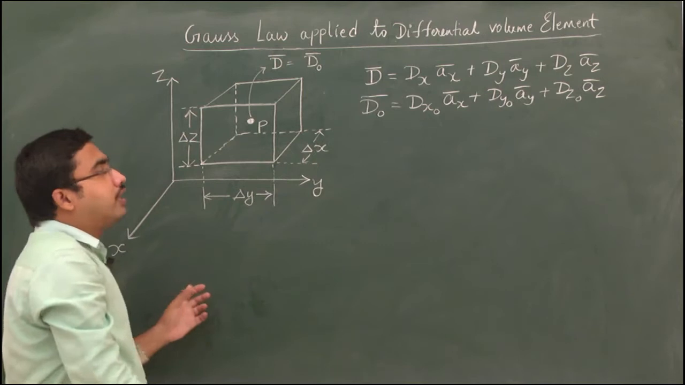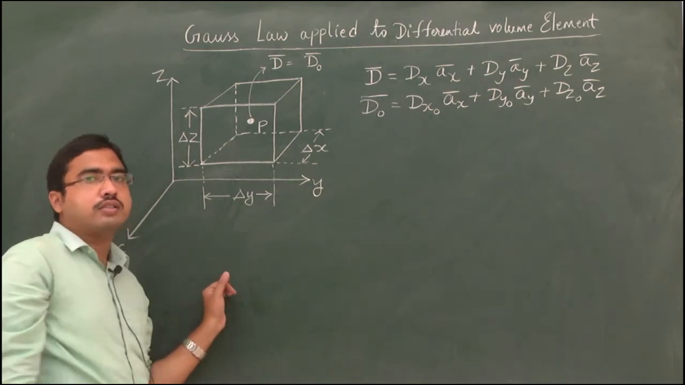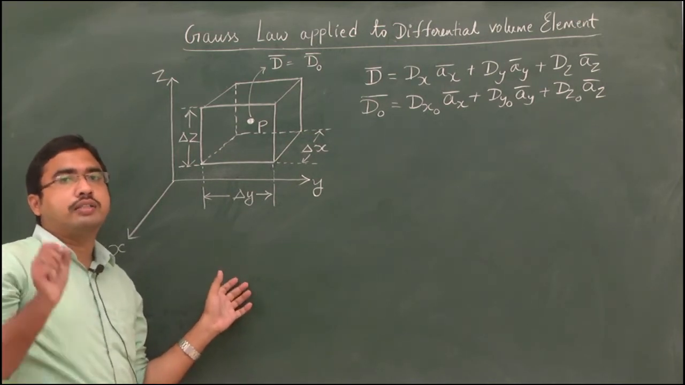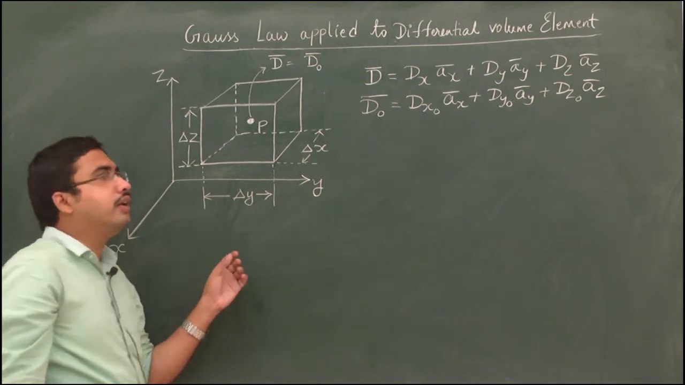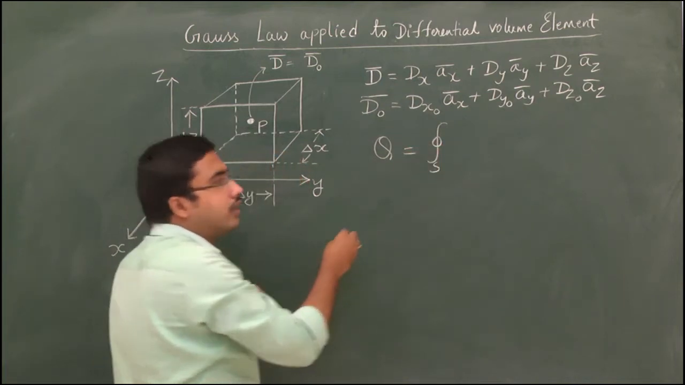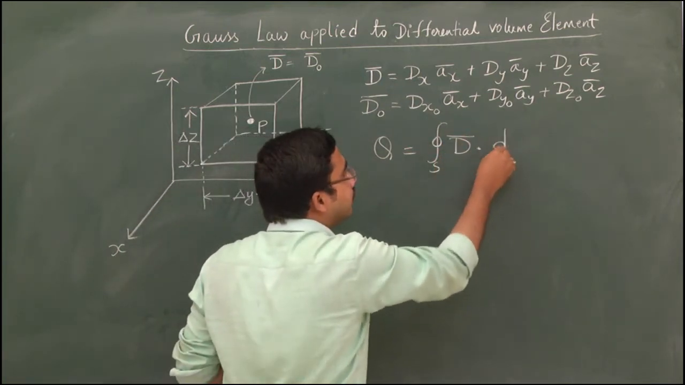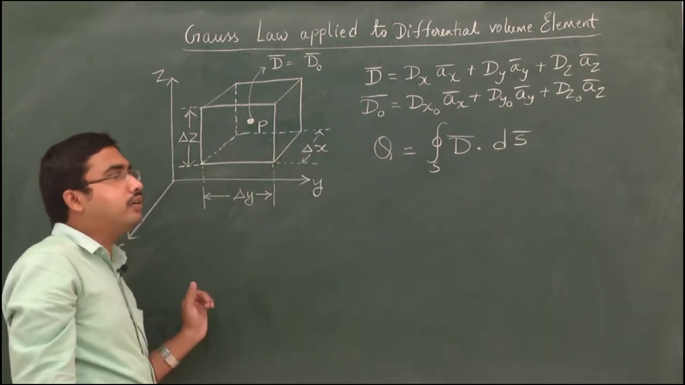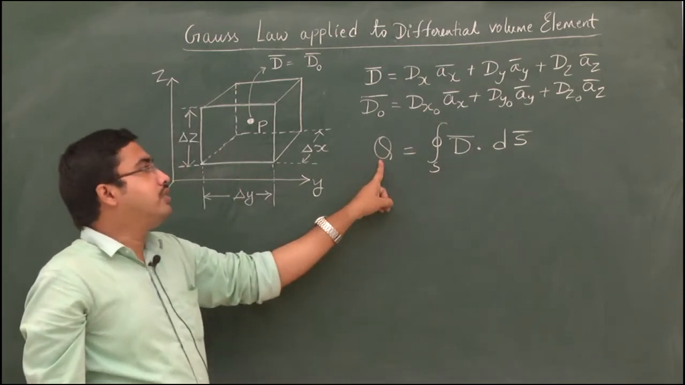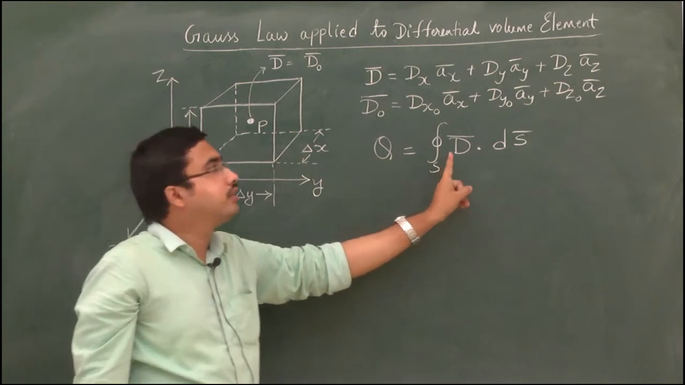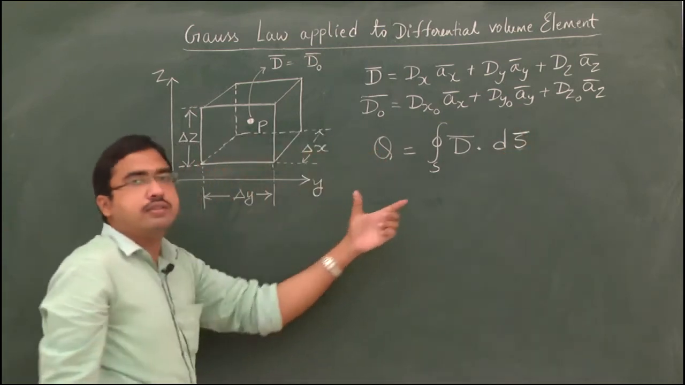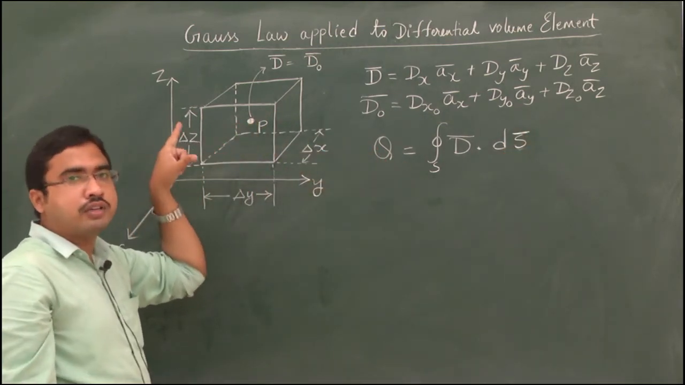Now what is the integral form of Gauss law? Gauss law states that the electric flux coming out of a closed surface is equal to the total charge that is present in the closed surface. In integral form, it can be written as Q equal to closed surface integral of D bar dot dS bar. This is the integral form of Gauss law, which states that charge Q is equal to closed surface integral of D bar dot dS bar. So you can apply this equation for this differential volume of the element.